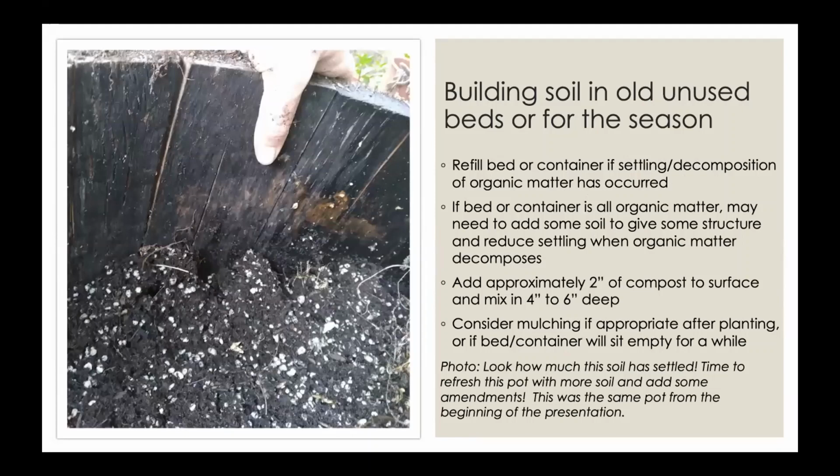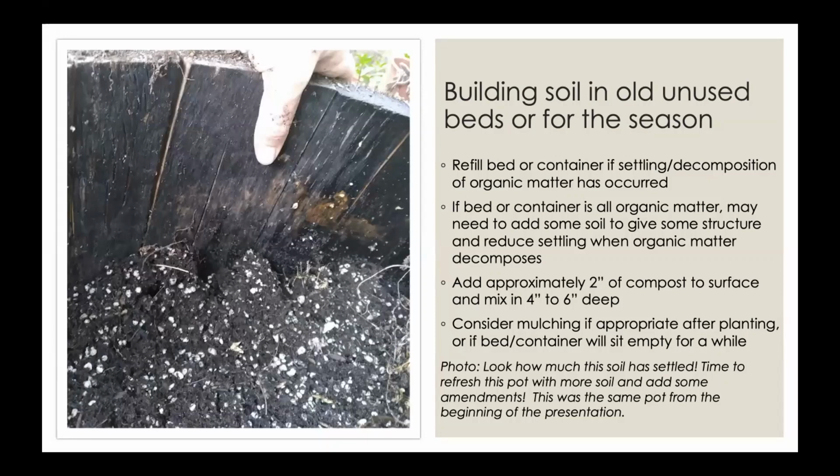Next, I want to talk about building soil in existing beds or containers, either unused or used during the previous season. Settling and decomposition occurs over time, so it's usually necessary to top off your bed or container. If there's a lot of organic matter in the bed or container, such as old plants and leaves, you're going to need to add some soil in there to improve the structure and to reduce settling. After adding the soil, add about 2 inches of compost to the surface and then mix it in with the top 4 to 6 inches of soil.